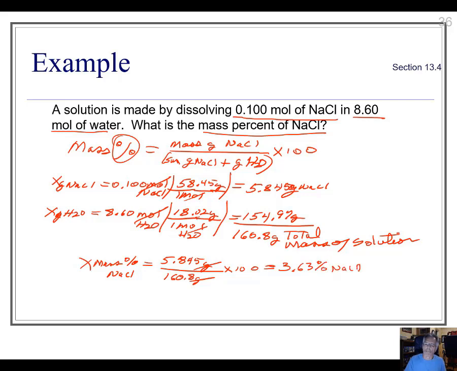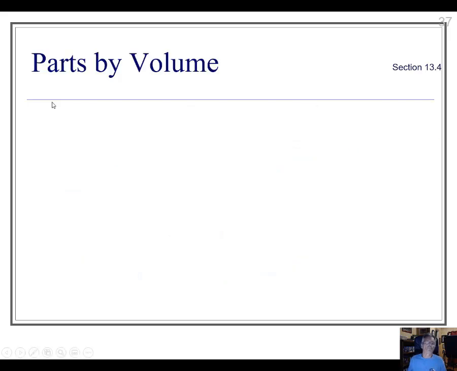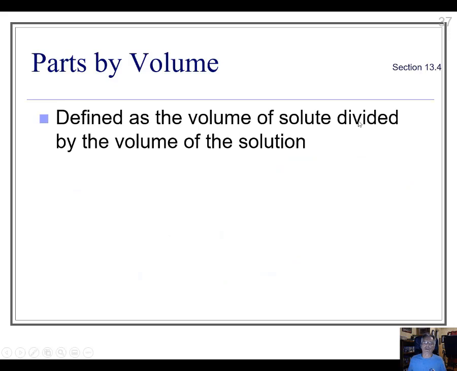3.63% NaCl by mass. So if I'm doing this by mass, I have a total solution. I've got sodium cations and chloride anions in here. I take the total mass of that solution. The mass of that sodium chloride in there is going to be 3.63%.